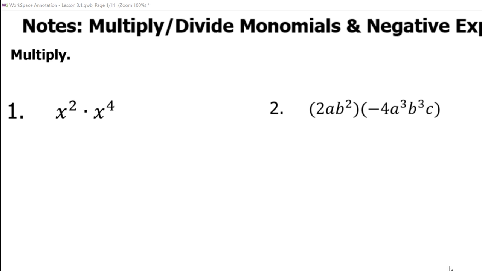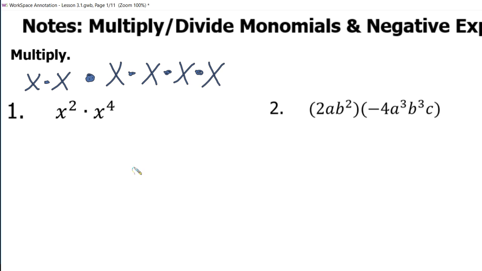So what's another way to write x squared? X times x. Then that needs to be multiplied by x to the 4th. What's another way to write x to the 4th power? X times x times x times x. And what is another way to write x times x times x times x times x times x, a total of 6 times? X to the 6th power.